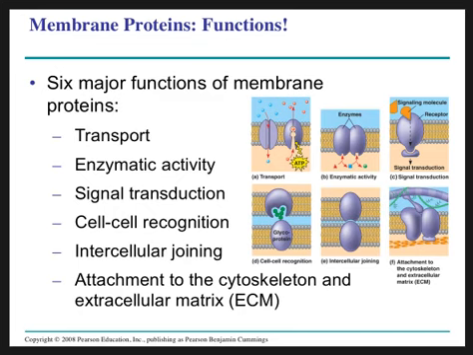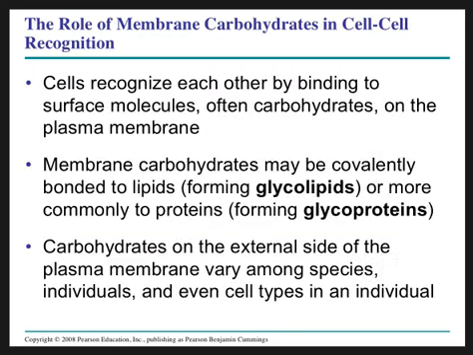Remember the visual you had with the antibody and the influenza B, and how that antibody could only bind to that influenza B. So you get that cell-to-cell recognition. We're also going to have proteins that join cells together. And lastly, we'll have attachment to the cytoskeleton, so they're anchoring points, both inside and outside of that cell membrane.